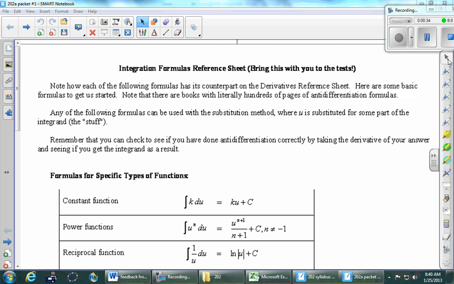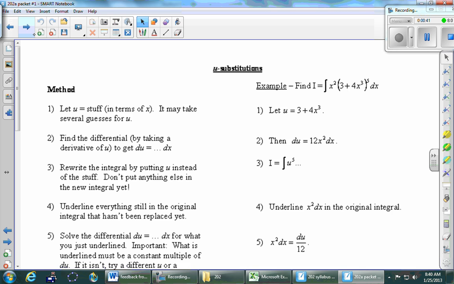On the first page is something that I'm calling the integration formulas reference sheet. You're going to bring this with you to the tests. We'll look at it later on in the semester.